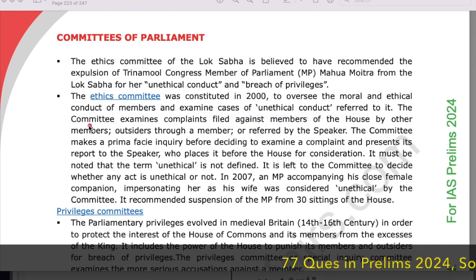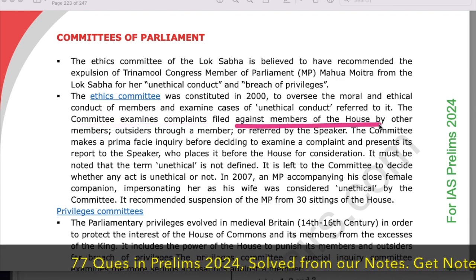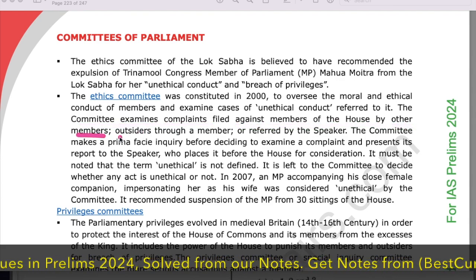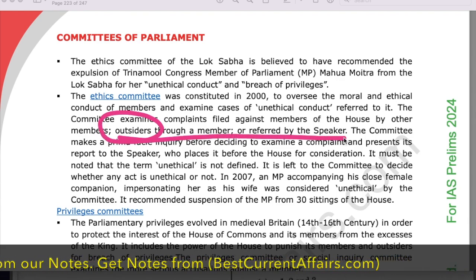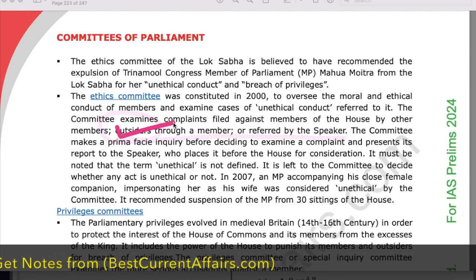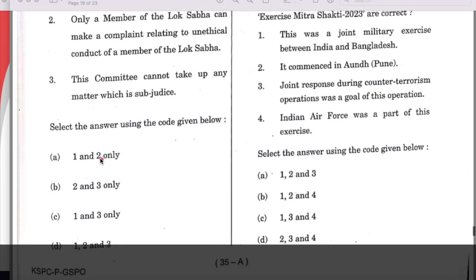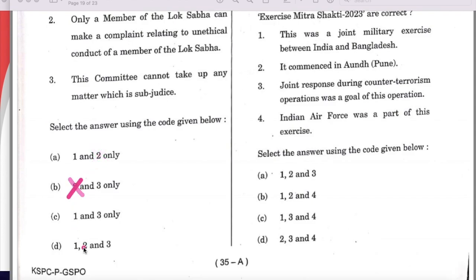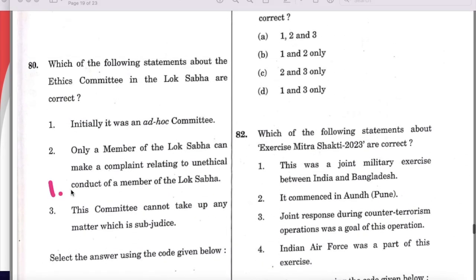Here it is mentioned that the committee examines the complaint filed against the members of the House, that is Lok Sabha, by other members, outsiders, through a member, or referred by the Speaker. So not only the members of Lok Sabha, outsiders can also make a complaint to this committee. So the statement that only a member of Lok Sabha can make a complaint is wrong. Now if you remove this 2 from the given options, you are left with only option C. Therefore C is correct, and C is the answer, and this question is solved.